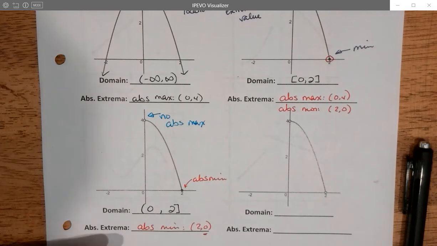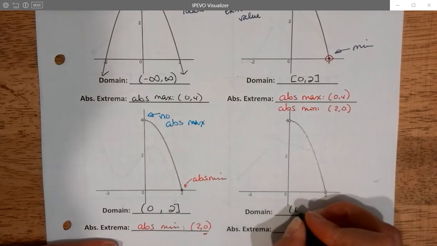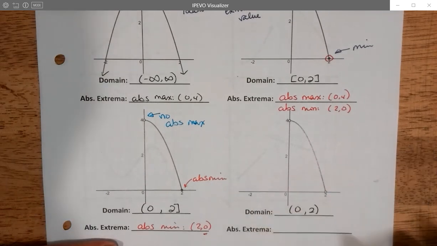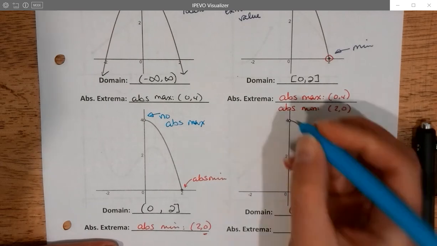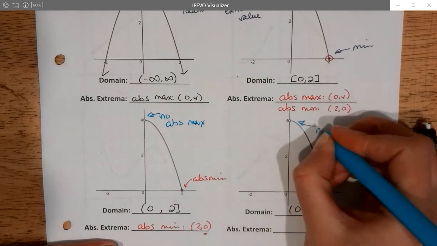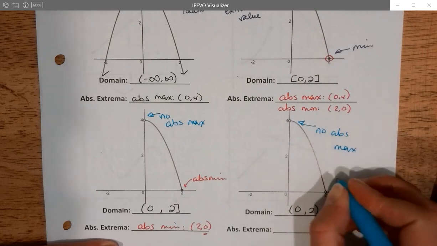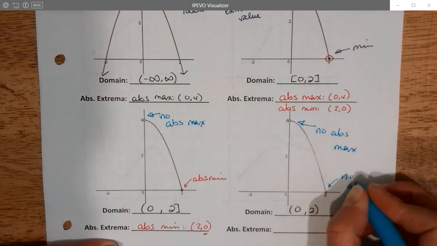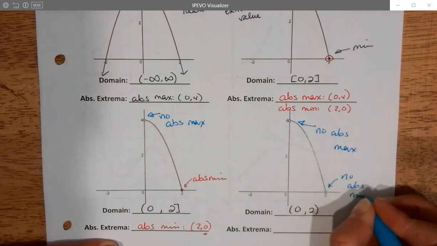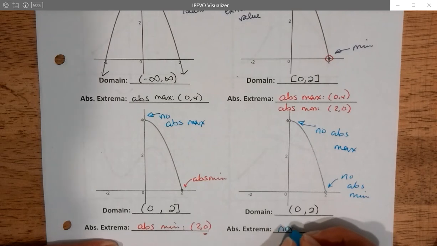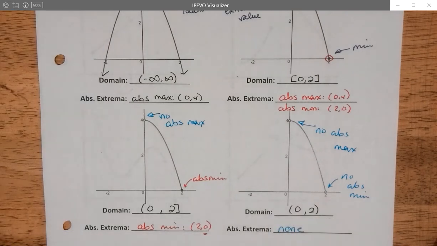And the last one, since I have a domain that is open from 0 to 2, I will have no absolute max because there's no highest y value there, and I will also have no absolute min. There's no lowest y value there. So there are no absolute extrema.